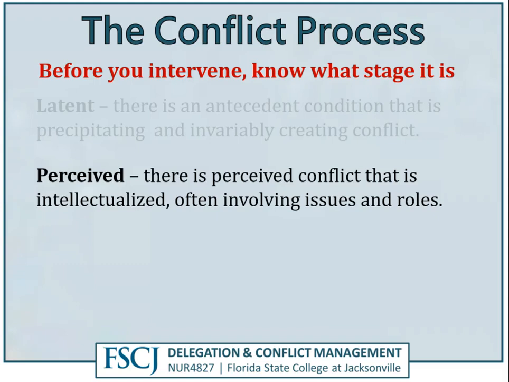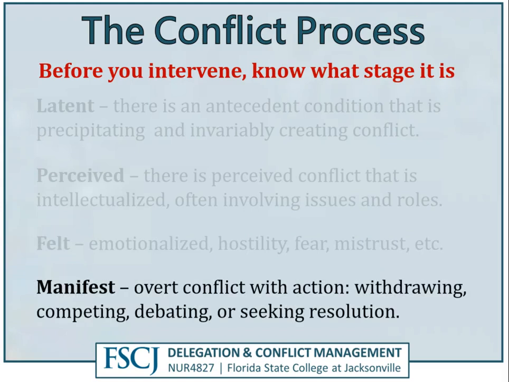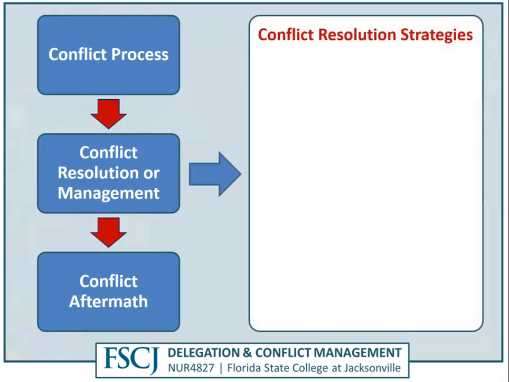The second stage is the perceived stage, in which the employee has intellectualized a conflict within their role. This can often be resolved through communication and clarification of roles. The third stage is felt, in which the employee is emoting fear, mistrust, and even hostility. The fourth stage is manifest, when the conflict is very apparent and employees are now withdrawing or even competing with one another. Once you identify the stage of the conflict process, we can move into conflict resolution and strategies.